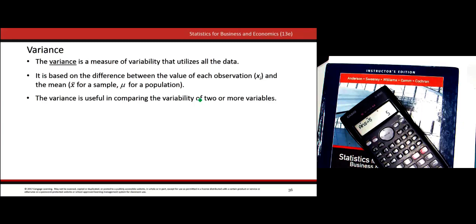For example, you may have more than one supplier. You would like to calculate the variability in delivery times. So you can calculate the variance for each supplier and compare it, and select the one that is more consistent. Let's see how to calculate the variance.